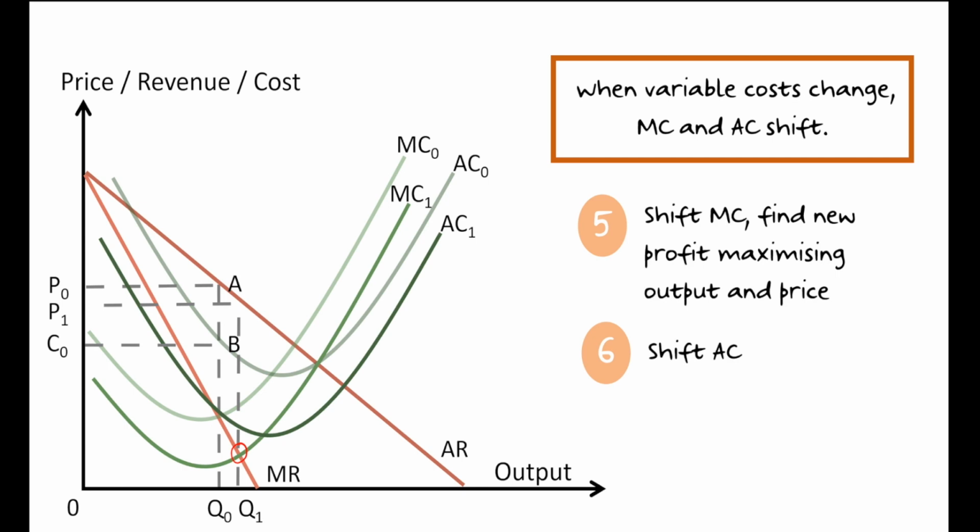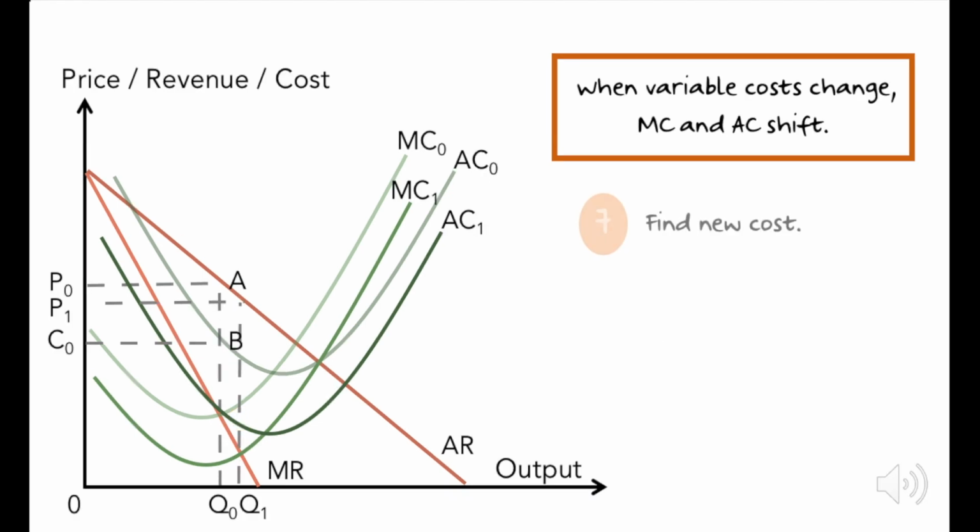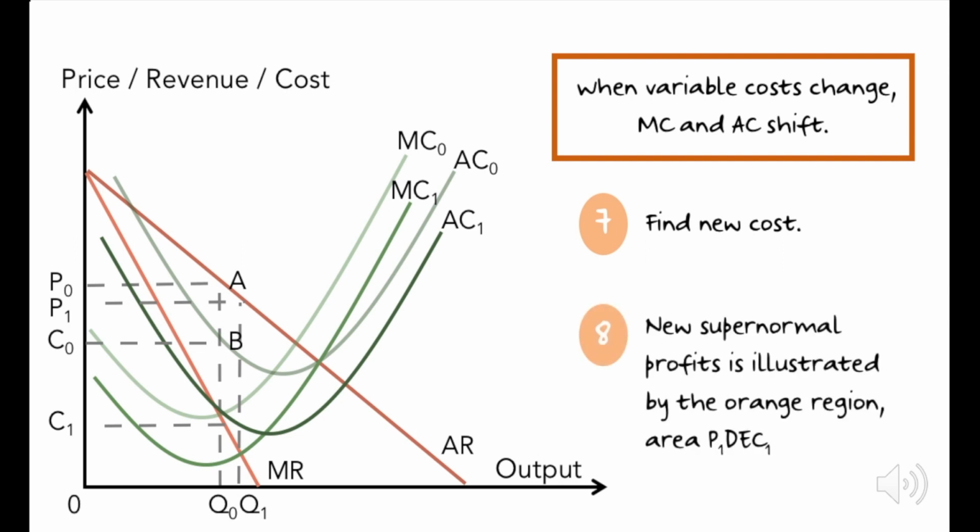Now find the intersection between AC1 and the quantity dotted line, which is here. From here, you can find your new cost point on the y-axis. Now we have the new cost point C1. Therefore, you can find the new supernormal profit region of P1, D, E, and C1. Okay, so that is it.